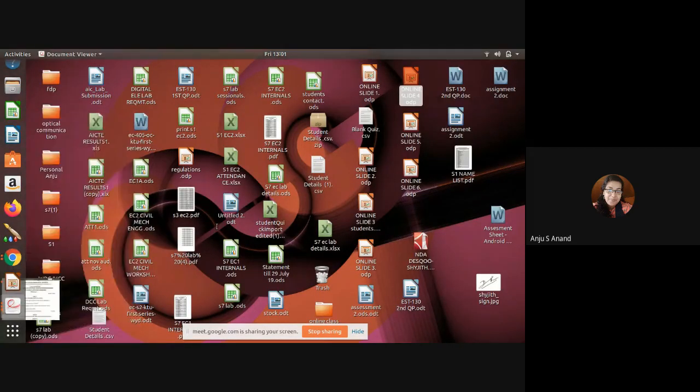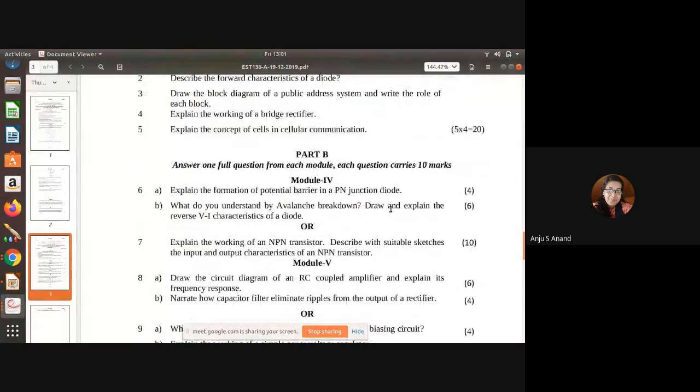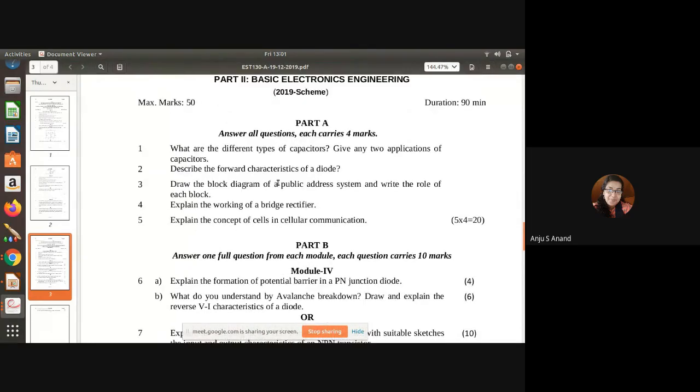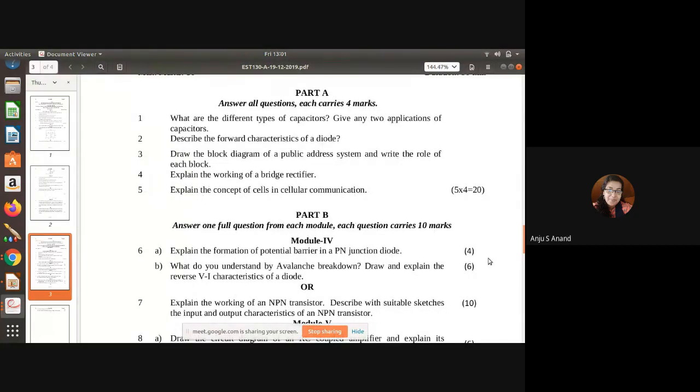Next question is, explain the formation of potential barrier in a PN junction diode. The previous questions were of the type answer all questions, each carrying 4 marks. The next is also a 4 mark question, but the part has a total of 10 marks. Explain the formation of potential barrier in a PN junction diode.